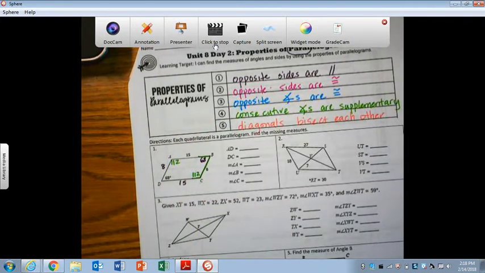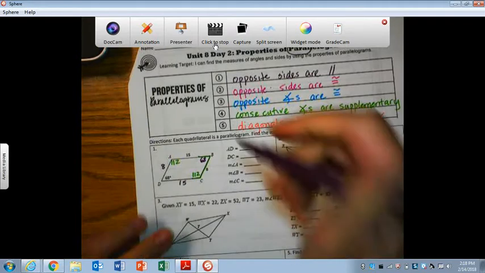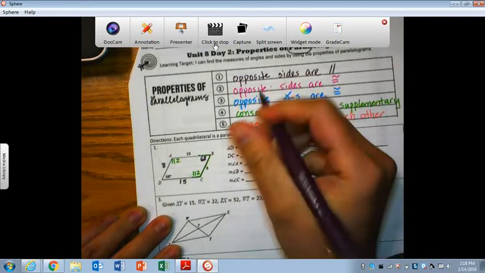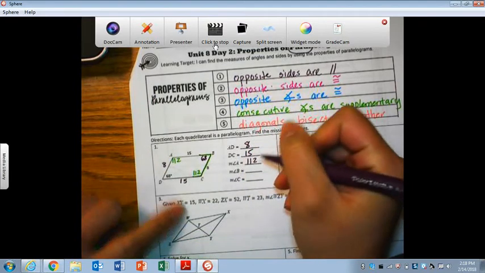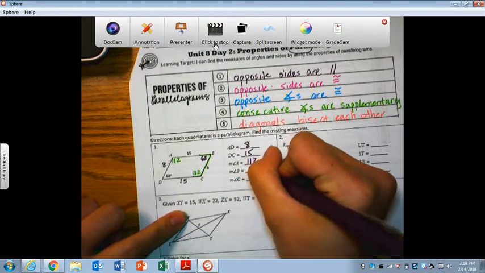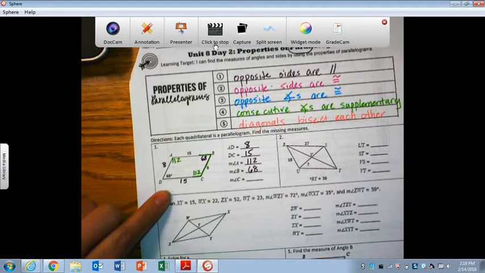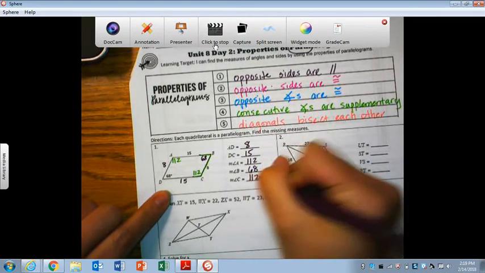So we now know everything. AD is 8, DC is 15, the measure of angle A is 112, the measure of angle B is 68, the measure of angle C is 112.